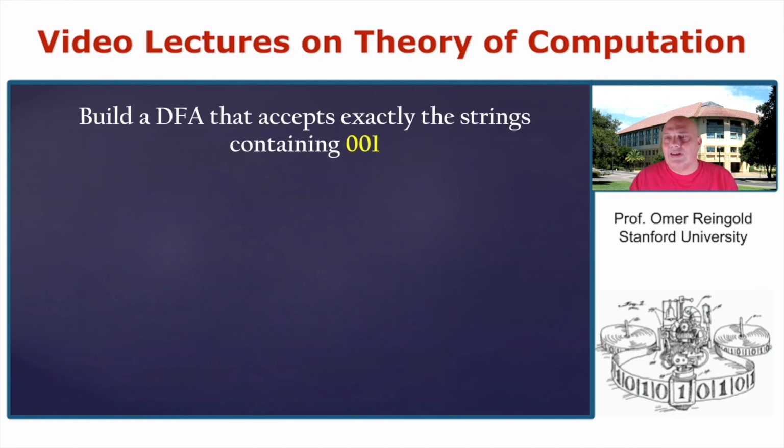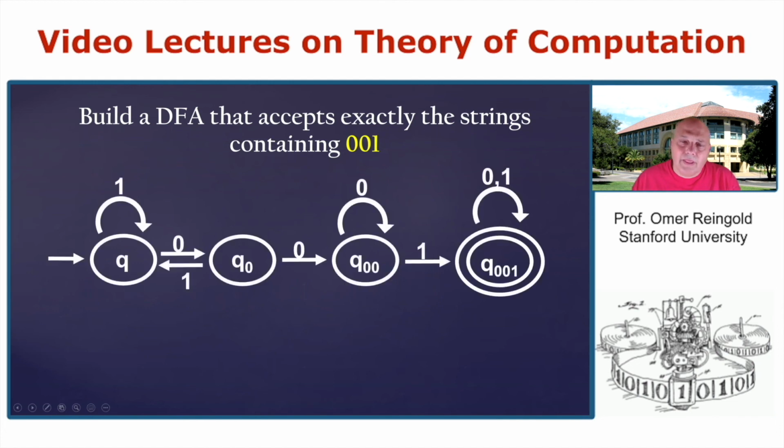Now let's look at a different task. Till now, we were looking at particular DFAs, and we were asking what languages they accept. Now let's try to build a DFA that accepts a particular language. Let's start with a simple language that contains a single string, 001. And here is a way to build it. You build it with 4 states, and these 4 states are trying to see the string 001.